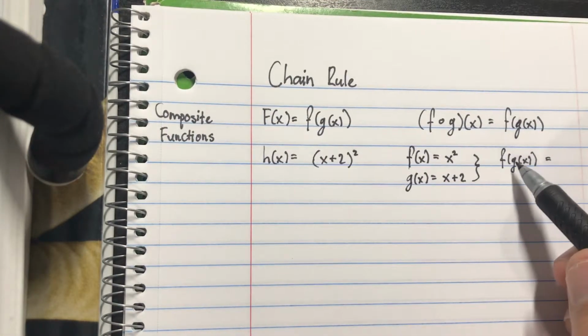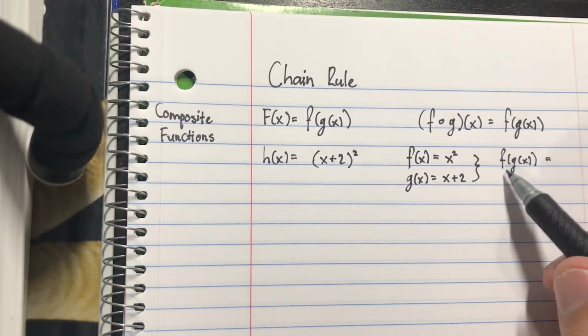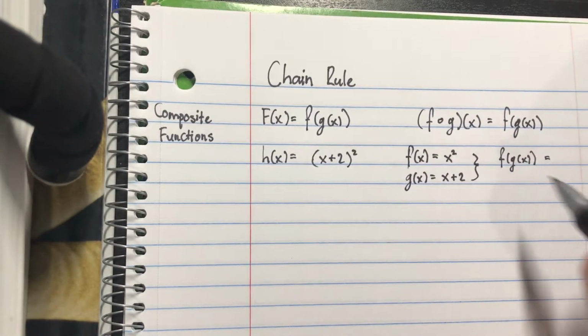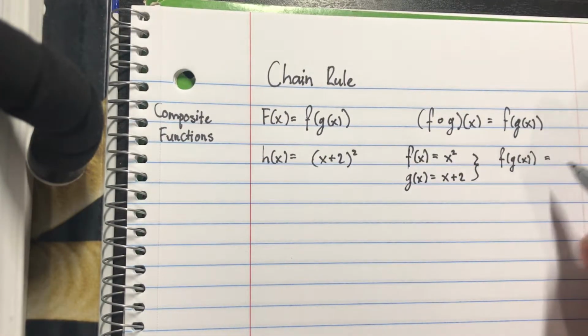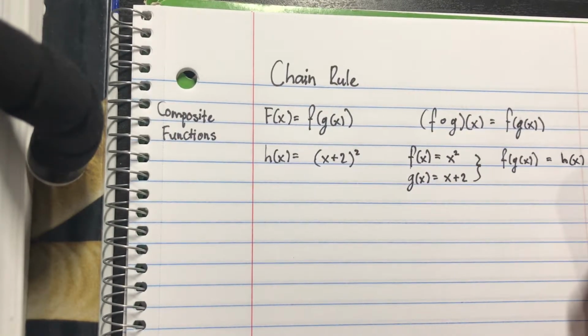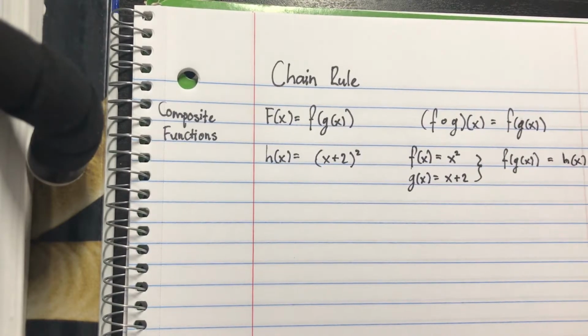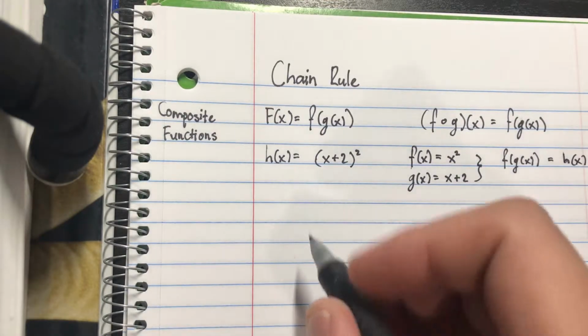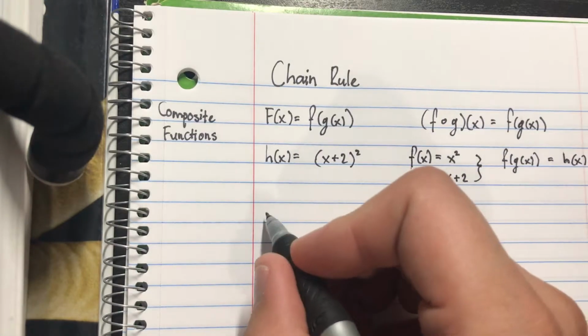Now, we can see that this works because when we take f of g of x, we still end up with our original function of h of x, or in other words, this is equal to h of x, which is equal to (x plus 2) squared. The idea is that we have to be able to identify outside functions and inside functions before we can begin to differentiate these types of functions. Now, let's just go ahead and try to differentiate this.